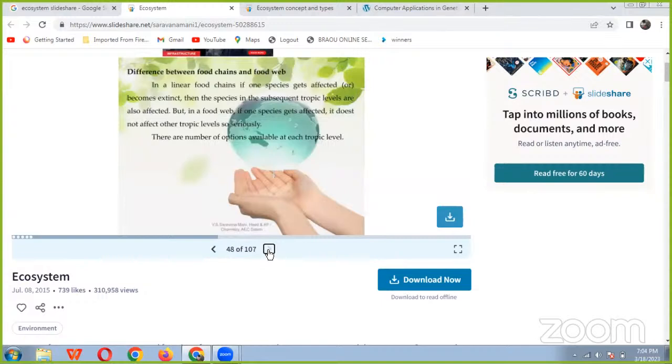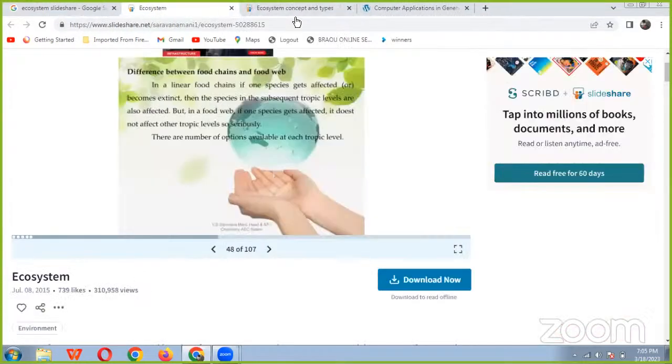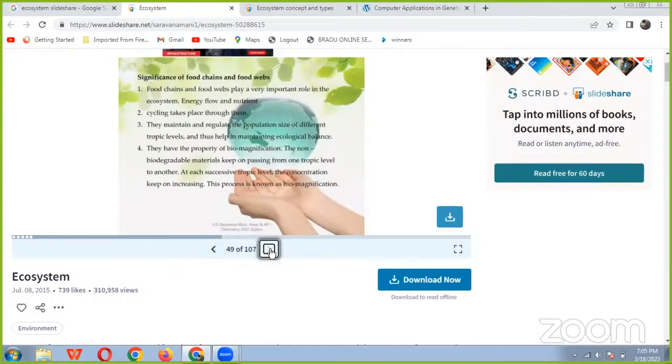What is the difference between the food chain and the food web? The food chain is a linear process. In linear food chains, one species gets affected and it only affects one species. Next, the food web is a cyclic process, with a number of trophic levels. In food webs, one species getting affected does not affect the other trophic levels. Food chain and food web.